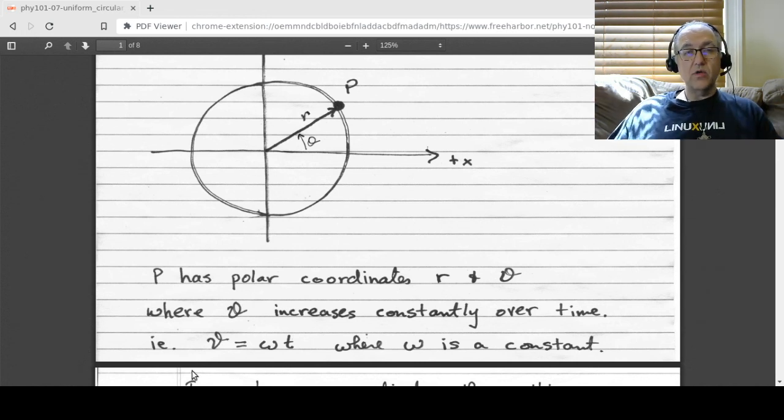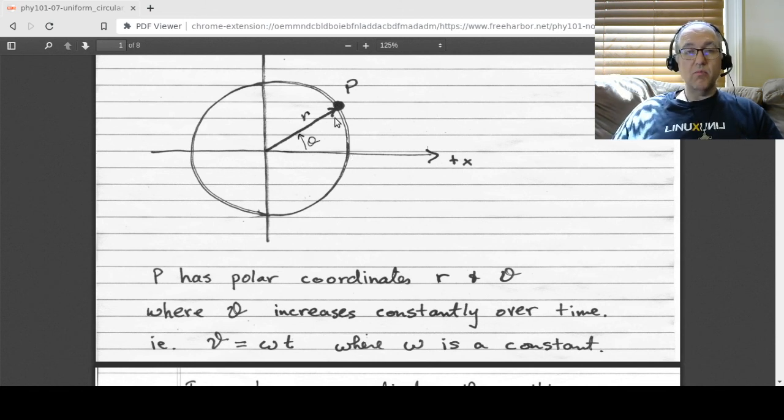So say at t equals 0, you're at 0 degrees, like right along the x-axis. And then a second later, you're at 10 degrees. Then another second, 20 degrees. Then 30 degrees, 40 degrees, 50 degrees. Every second, you gain 10 degrees. 10 degrees more, 10 degrees more, 10 degrees more.